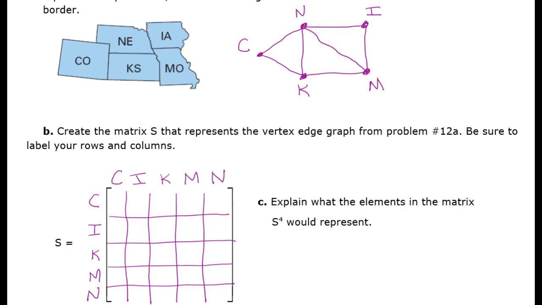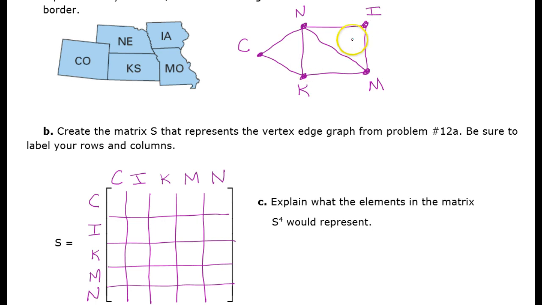Now, we could represent that same information from the vertex edge graph in matrix form in the following way. Let's label across the top with letters representing the states. I put mine in alphabetical order. And do the same thing down the side. So we will put a 1 if the state shares a border with another state. So for example, this square right here is shared by Kansas and Iowa. So if Kansas shares a border with Iowa, we'll put a 1 here. If it doesn't, we'll put a 0.